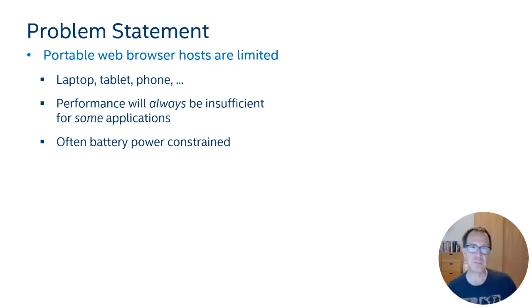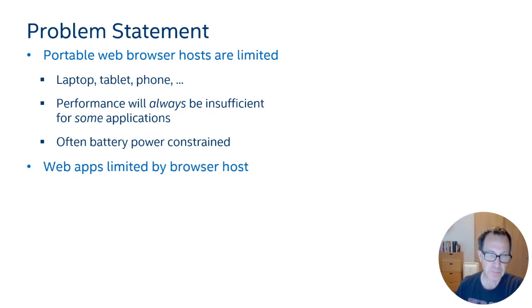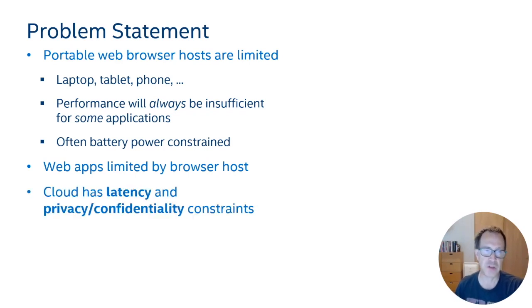But generally speaking, performance is always going to be insufficient for some applications. And on portable devices, you're further constrained by batteries. So web apps are limited by the browser host. There's often more computation available elsewhere on the network. And a lot of web apps use the cloud, but the cloud has long latencies, relatively speaking, and also has location and privacy and confidentiality constraints. So if you're in a business, for example, you may want to offload to your own private cloud and not to the main cloud.